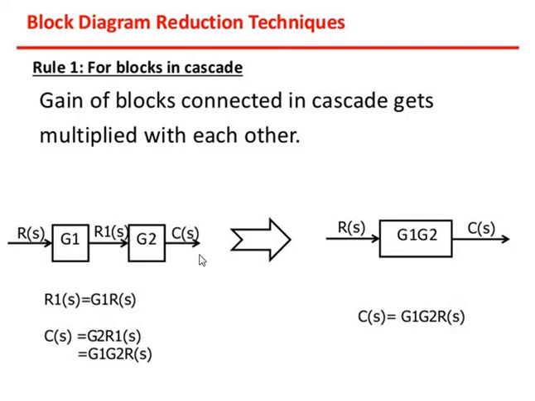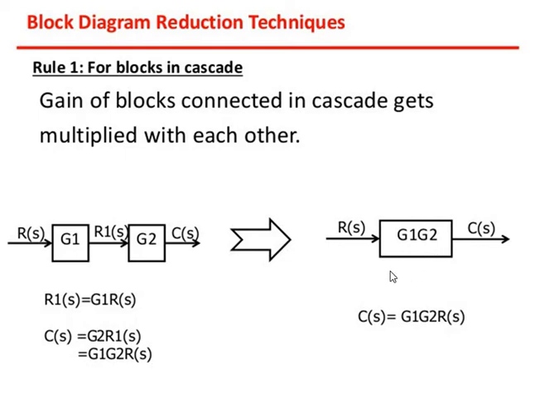If we solve this block, the output CS is defined as the input of the G2 block, which is R1S, times the gain of this block, G2. So it becomes G2 R1S. But R1S is the output of the G1 block, so it is also defined as the input into the gain of G1. For this block the input is RS, so R1S is defined as RS times G1. So the final representation of these two blocks is CS equal to G1 G2 RS.